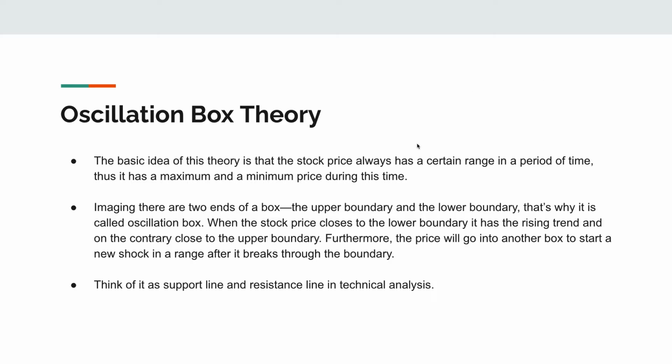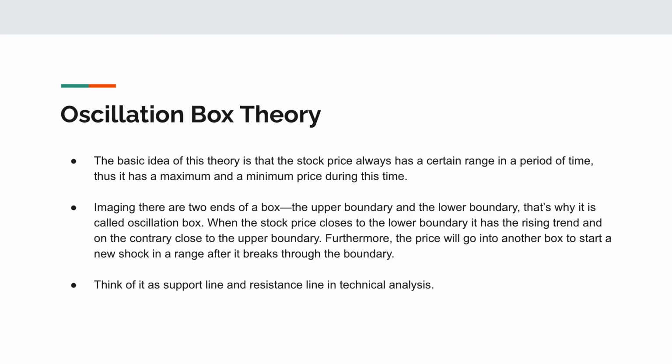The basic idea of this theory is that the stock price always has a certain range in a period of time. So that's why it has a maximum and a minimum price during this time. So imagine there are two ends of a box, the upper boundary and the lower boundary. And that's why it's called oscillation box. When the stock price is close to the lower boundary, it has a rising trend, and on the contrary, close to the upper boundary.